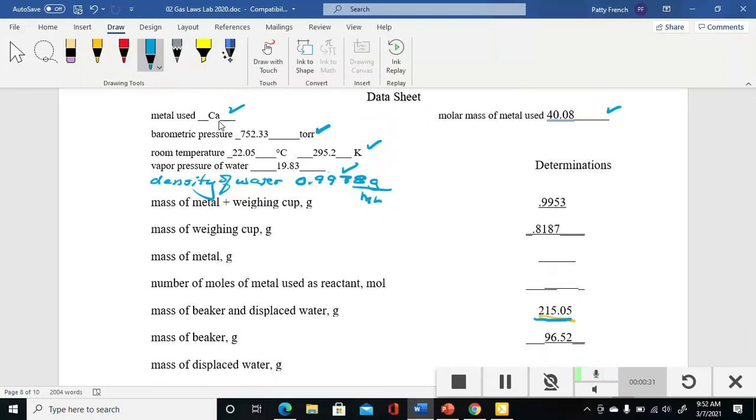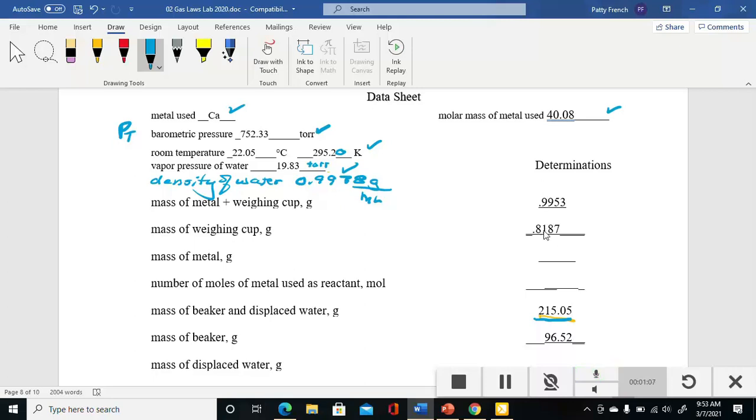So I gathered ahead of this the information that you'll need to have gathered from watching the video, which is the metal used, which I used calcium, the barometric pressure, that's the pressure total, the room temperature in degrees Celsius, and therefore in degrees Kelvin, the vapor pressure of water, and this is in torr, the density of water, which I forgot to put a line in for at this particular temperature, and the molar mass of the metal used.